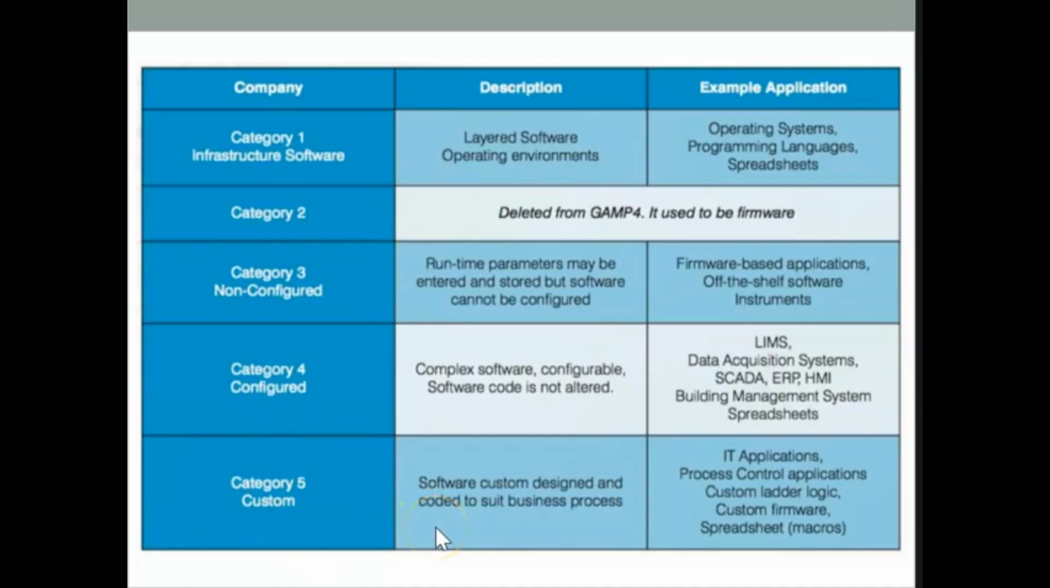Category 5 then is custom. The software is custom designed and coded to suit the business process. Examples of it may be IT applications, process control applications, custom ladder logic, custom firmware, and certain spreadsheets using macros.